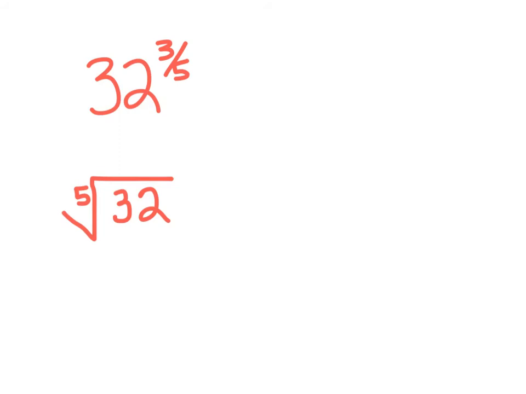Once I get that answer, I need to take 3 of those factors. You see that 3 up there? So I'm actually cubing this. This would be a second way to write it. Now a third way to write it is you could, again, take the 5th root of 32, but you could put this 3 on the inside here. You would end up with the exact same answer. So you could actually cube the 32 first and then take the 5th root. You would get the same exact answer.